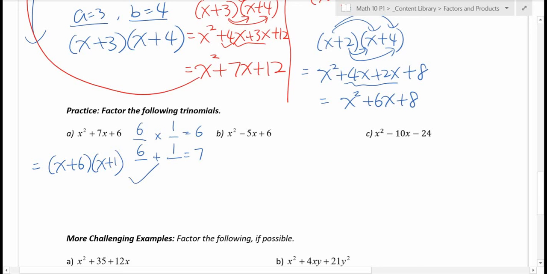But you can check. Again, does it matter if you write x plus 1 first and then x plus 6? No, it doesn't, okay? So if you have that as your answer, that's perfectly okay. Both of those are correct.